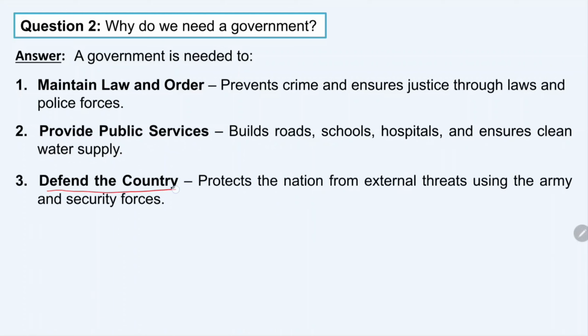Next we have defending the country, especially entrusted to the national government, isn't it? It protects the nation from external threats using the army and security forces. It is very important to deploy the army to protect our nation, especially in the border area. That is why the BSF, Border Security Force, is deployed in the border area. India shares borders with so many countries, for example China, Myanmar and Bangladesh.